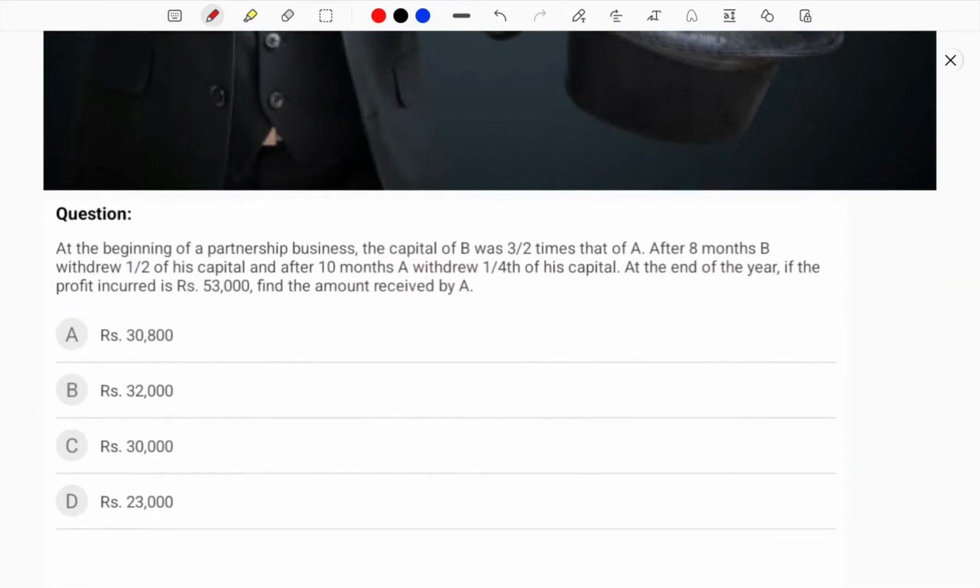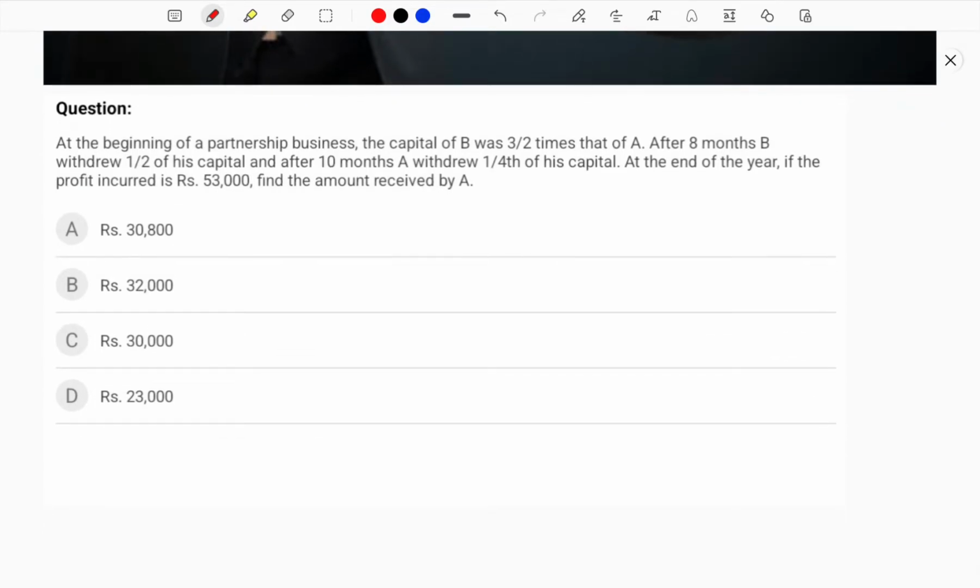We shall see the magic in maths and how problems can be solved quickly. Let's understand the question and then solve the problem as easily as possible. Let's come to question number 1.